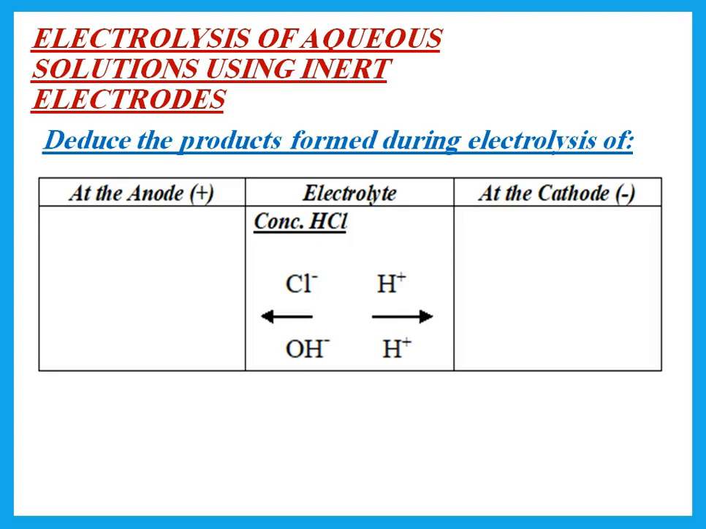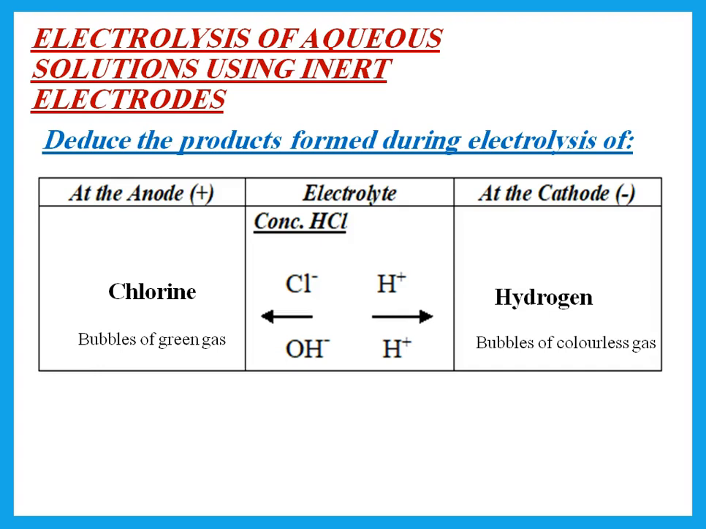So if I have, for example, concentrated HCl, now I have a choice for the positive. I have either chloride or hydroxide to react. Remember that we said if we have a choice between chloride and hydroxide, the one present in higher amounts is the one that reacts. So concentrated HCl has more chloride, so it is chlorine that forms at the positive. And at the negative, the cathode, of course, I don't have any other positive ion except the H plus, so I form hydrogen gas at the cathode.